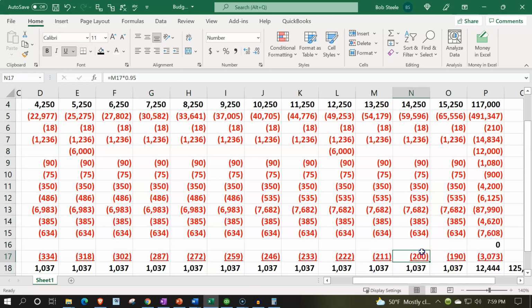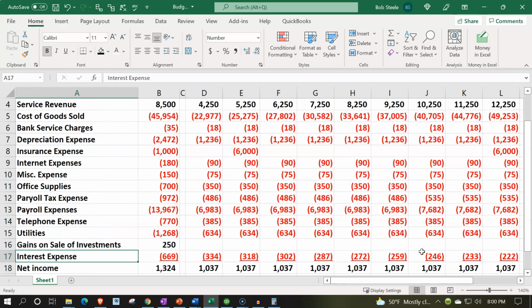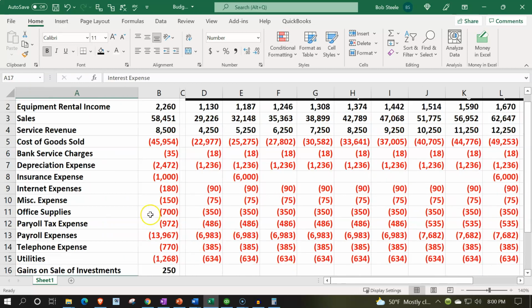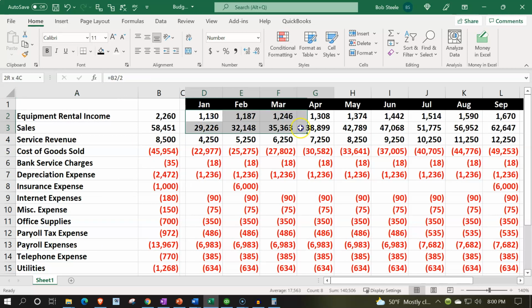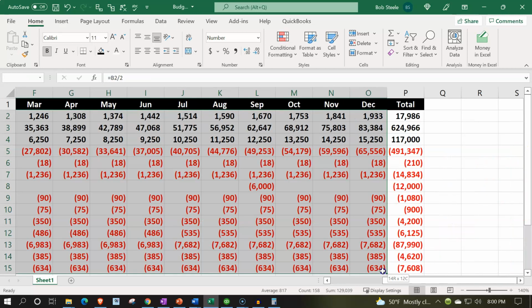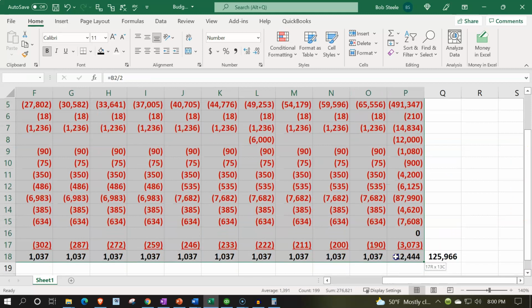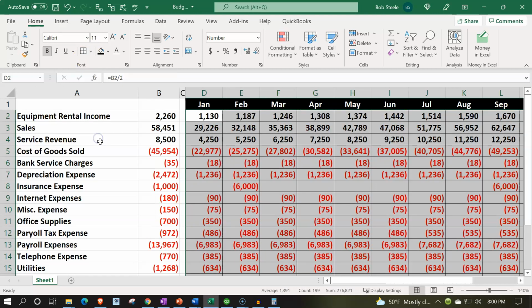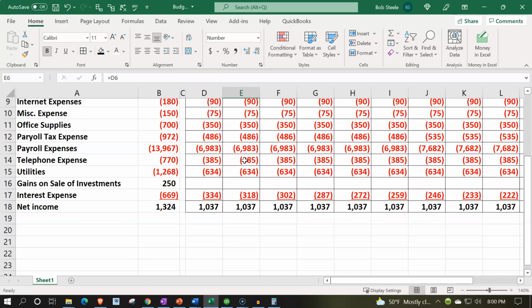So we'll copy that across. So that's where we're going to stand here. Let's make it a little fancy here. Let's put some borders around it. Let's take this stuff and put some borders around it by going to the font group and putting some borders in place. That looks pretty good.